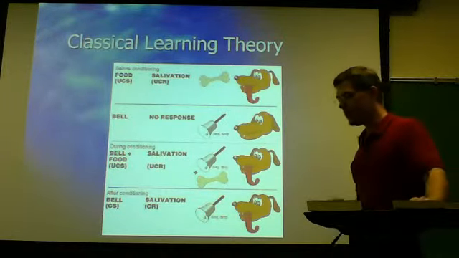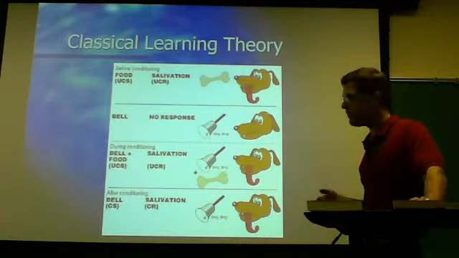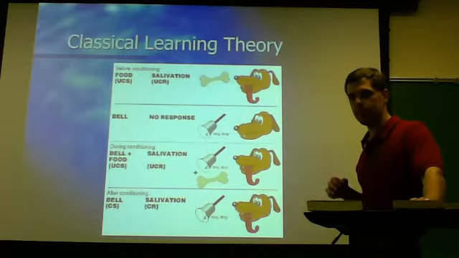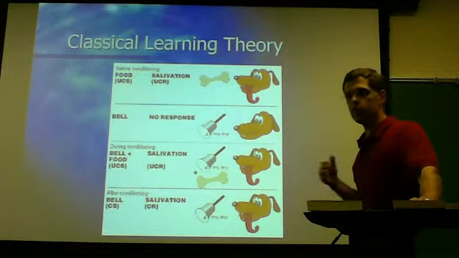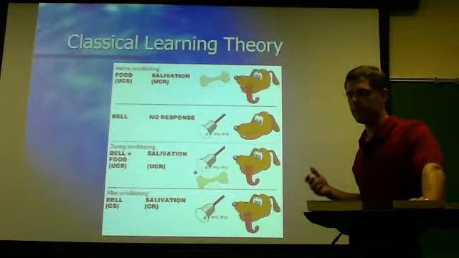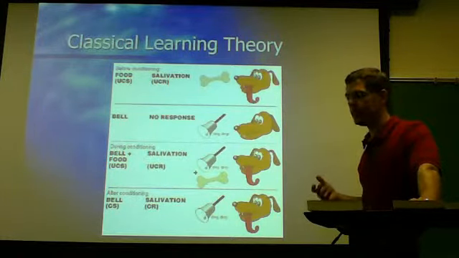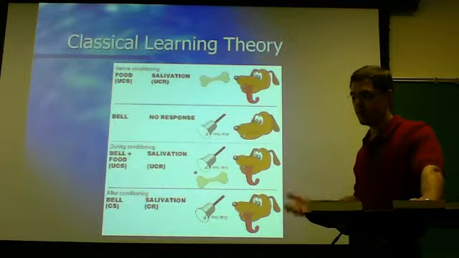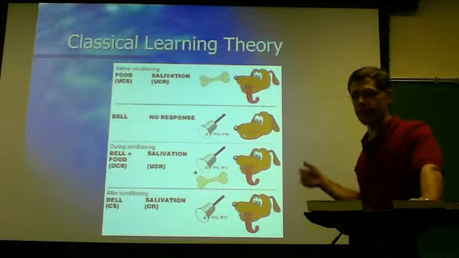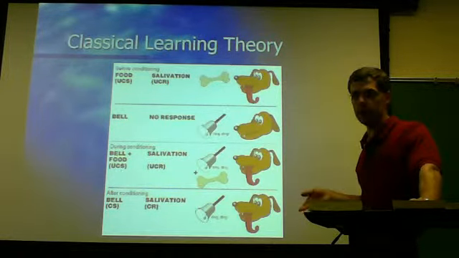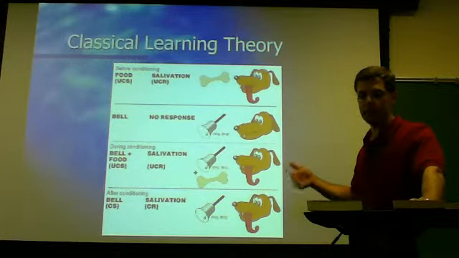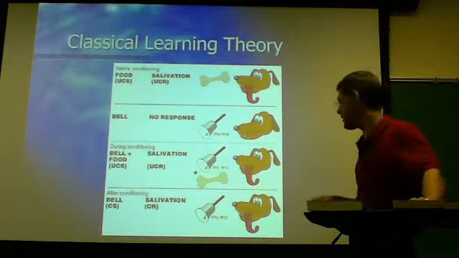Classical learning theory, as proposed by Ivan Pavlov, is a strictly behavioral theory of development. Okay, and it's a learning theory. And so why this applies to developmental psychology is that at certain points we're better able to learn certain things from this. You can train a child using this theory, but as they age, you are able to train them more and more based upon this.